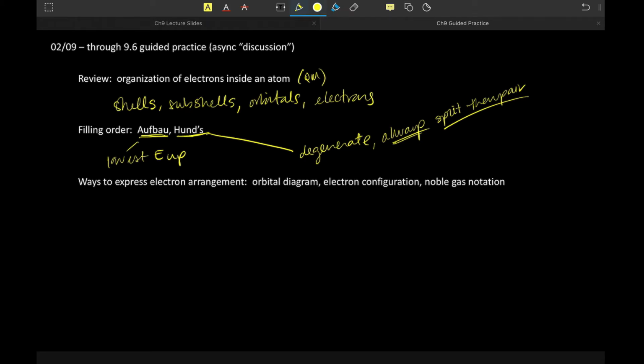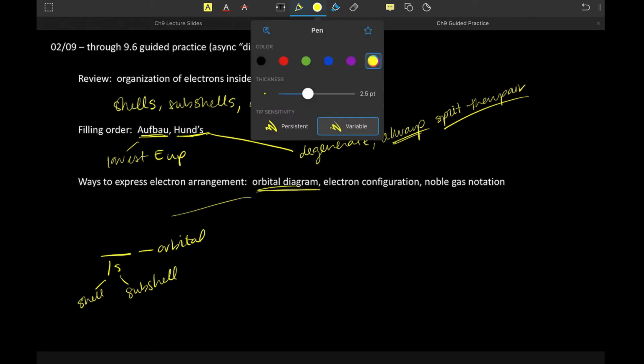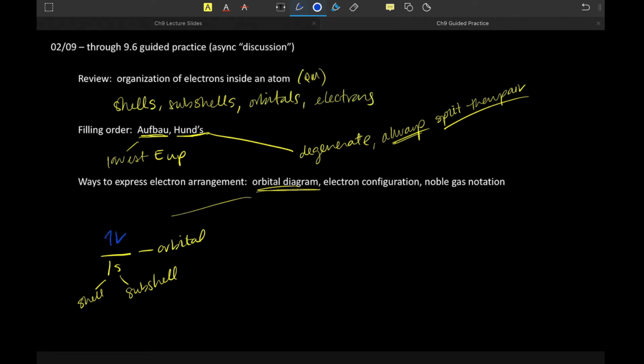We have our orbital diagrams, going back to your book and the last lecture. We would start with 1s, where the 1 symbolizes the shell, the s symbolizes the subshell, and the box symbolizes the orbital, and then we would use some arrows to symbolize our electrons. Ring a bell? All right.